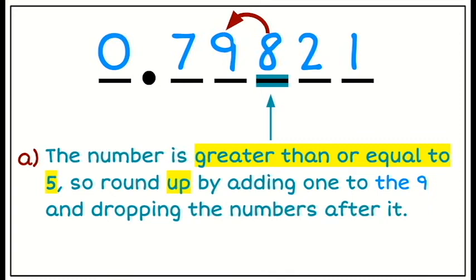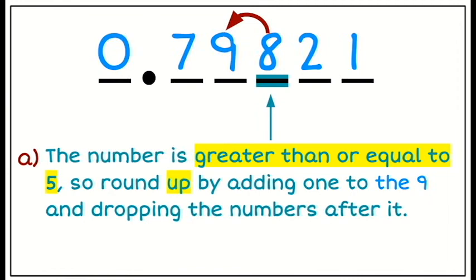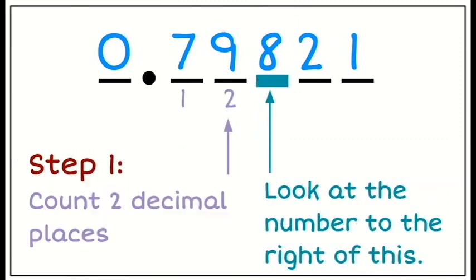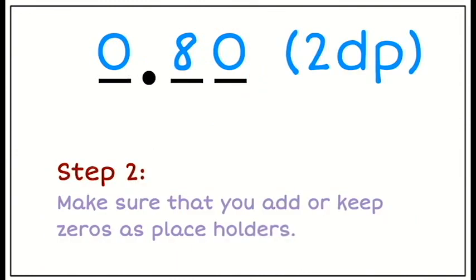So what number comes after 9? Well, the number 10 comes after 9, so I actually round up to a 10, which means I need to round the previous one up as well. So I've taken 0.798, and the 9 became a 10, and the 7 became an 8. So that's when we needed to do a double rounding. And that's when I need to make sure I keep that 0 as that placeholder of 0.80. That's important to keep that 0 there.